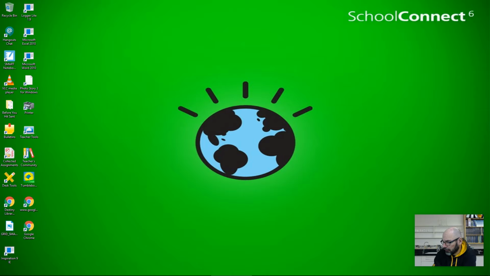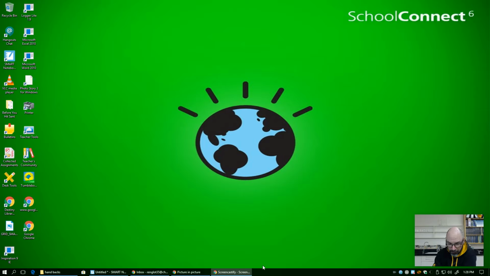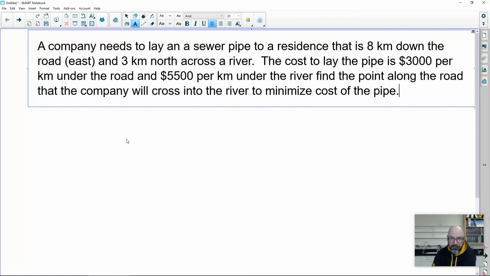Okay, so question about two, those ones are kind of tricky. So I made up one that's similar to number two. It's just different numbers, but the same idea, just different costs for laying the pipe. In that case, I think it was an electrical wire, but it's the same idea.